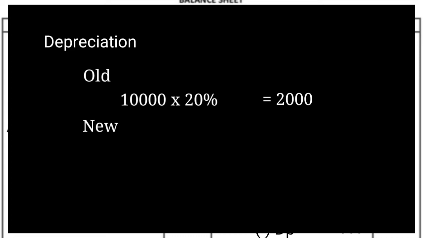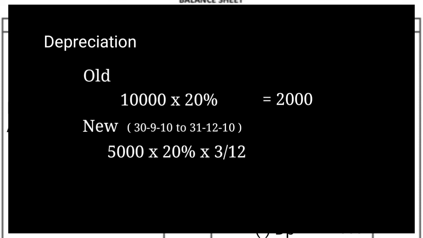So we need to calculate depreciation only for 3 months, from 30th November 2010 to 31st December 2010. Only 3 months we need to calculate the depreciation. Then the depreciation is equal to 5,000 into 20% into 3 by 12. That's equal to 250. So here depreciation will be provided only for 3 months. The amount is 250 and the total amount of depreciation is 2,000 plus 250.